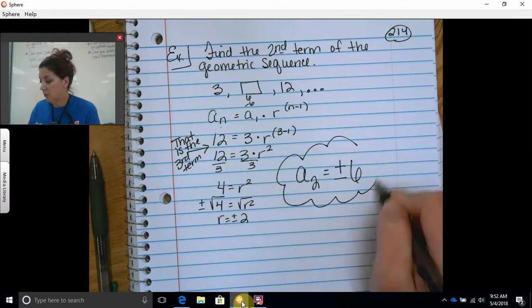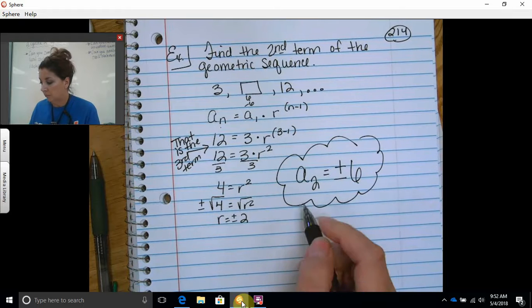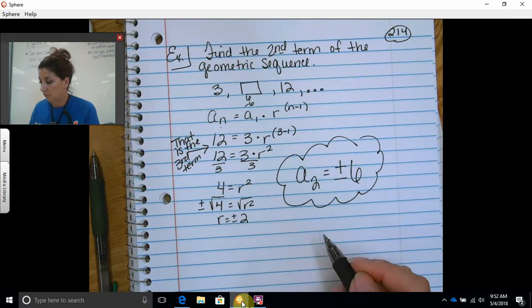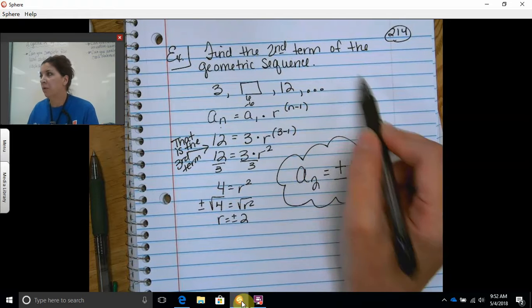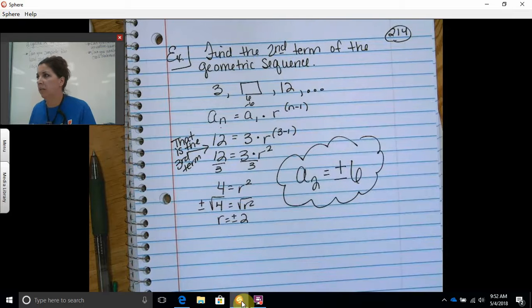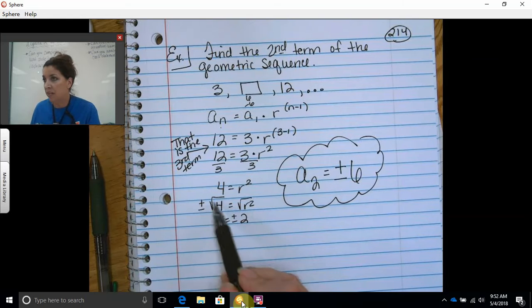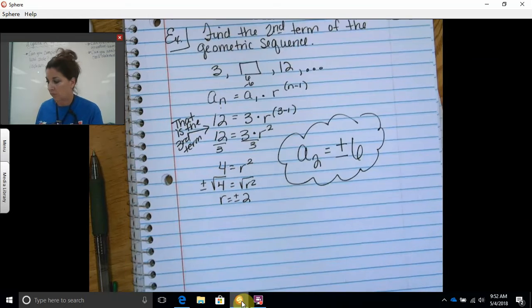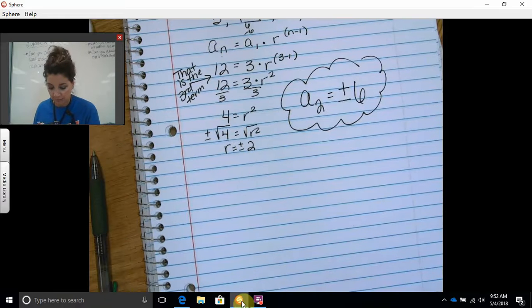It asks for my second term, right? Could be either or. We don't know. If we had a fourth term, we would know if it was positive or negative. It could only be one or the other, but we don't know the fourth term. And square root, if that's an even root, it can be positive or negative. A little tricky.